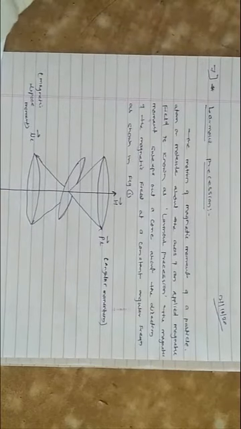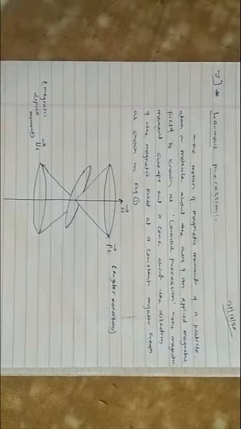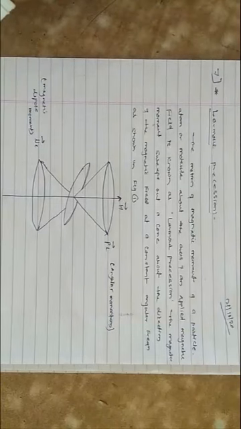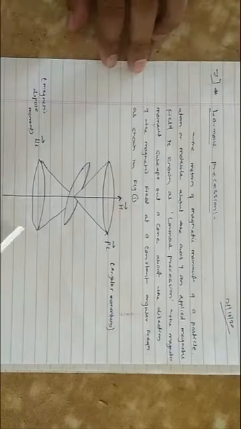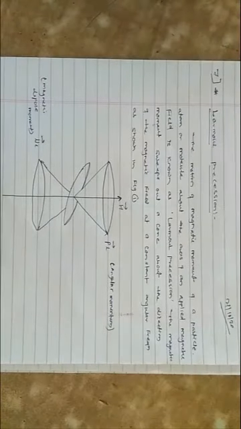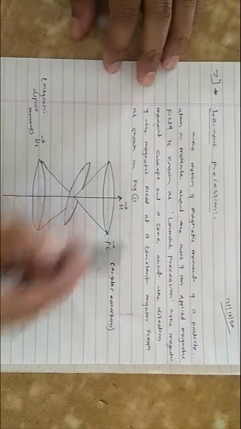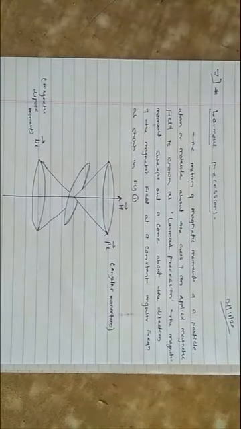Okay. What is Larmor precession? The motion of the magnetic moment of a particle or molecule about the axis of an applied magnetic field is known as Larmor precession. The magnetic moment sweeps out a cone about the direction of the magnetic field at a constant angular frequency, as shown in figure 1. Okay, this is the Larmor precession.